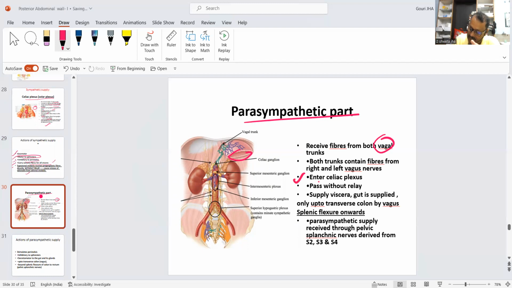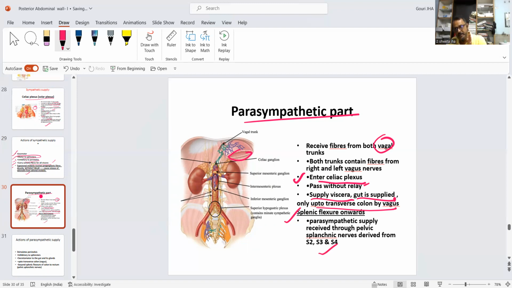They will enter the celiac plexus and pass without relay. They will not relay over here, because it is the vagus nerve, it is the parasympathetic nerve. It is carrying the parasympathetic fibers, so it will not relay in the sympathetic celiac plexus, and they supply the viscera, and the gut will also be supplied up to the transverse colon. Up to the transverse colon, it will be supplied by the vagus nerve, and from the splanchnic plexus onwards, the parasympathetic nerve will come from the pelvic splanchnic nerve.